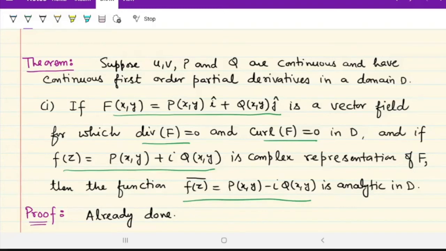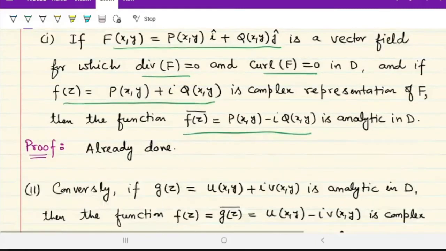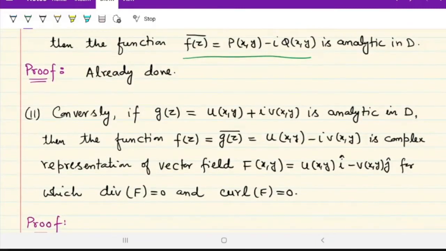So we have already proved it. Now, the next question that arises here is whether the converse is true or not. That means, given an analytic function, can we find some velocity field of a flow which is irrotational as well as incompressible? The answer to this question is again yes.